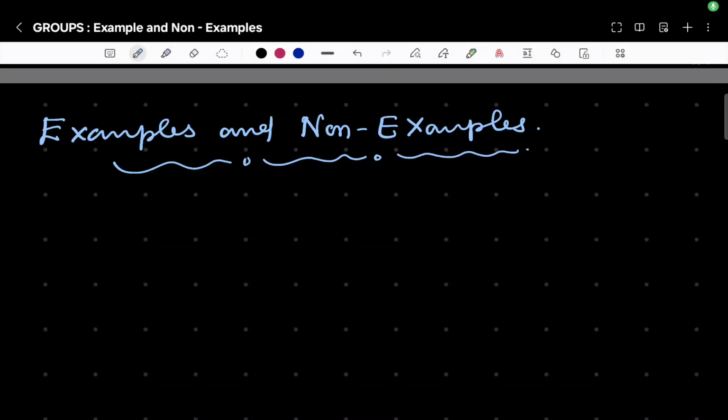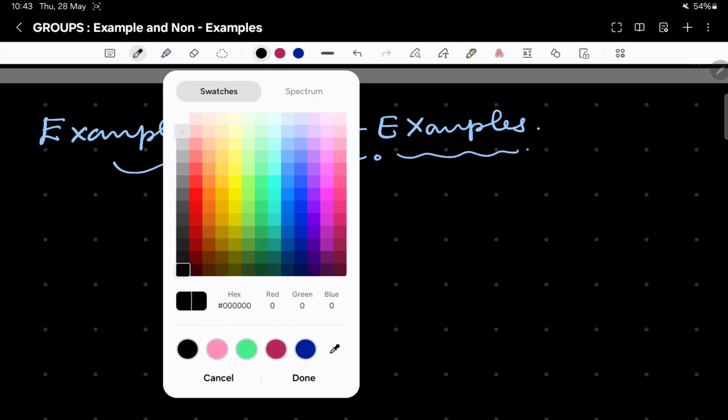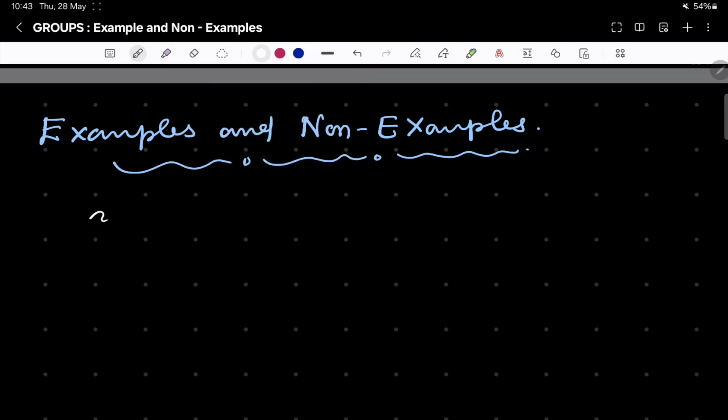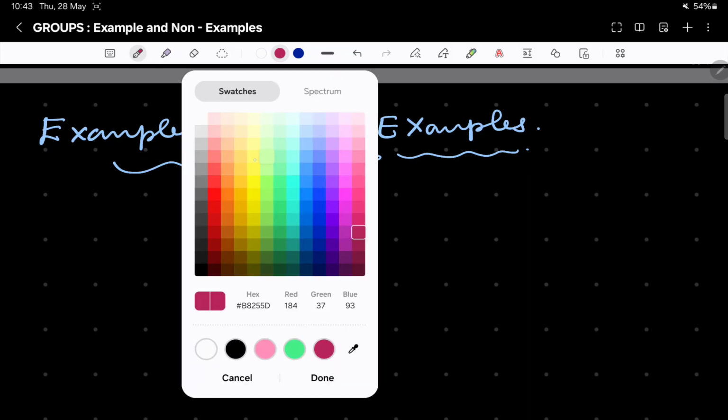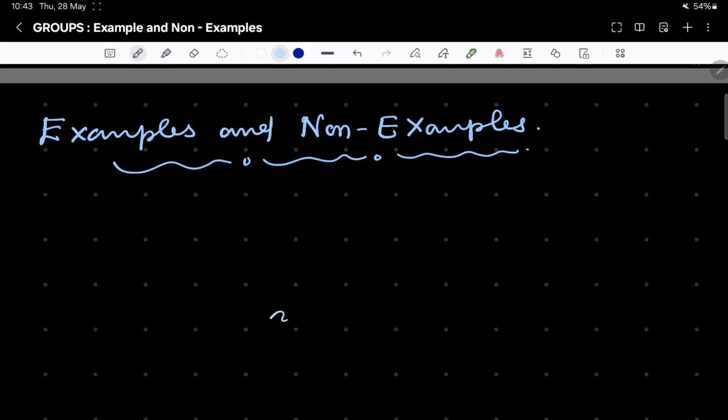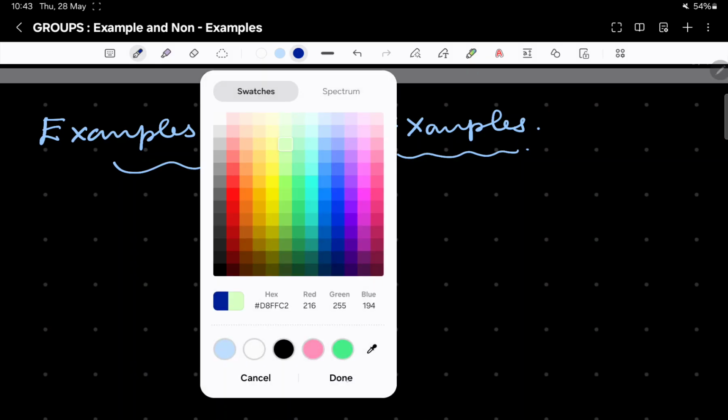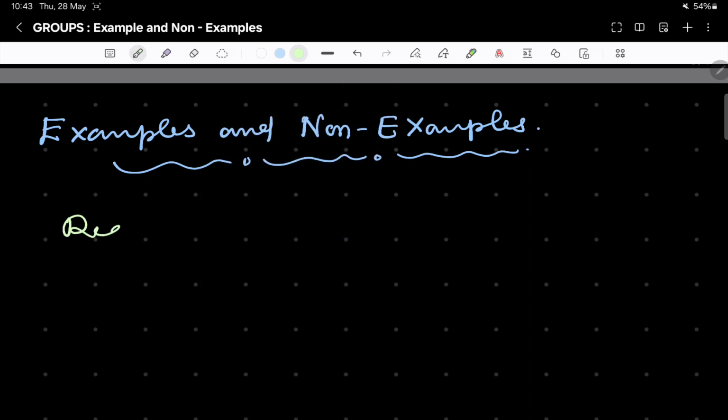Let's look at some examples of groups and some known examples also. So let's recall what we have studied, the definition. So recall the definition.